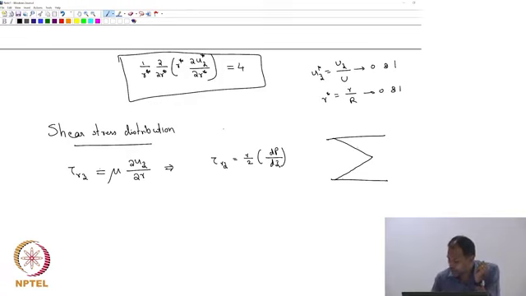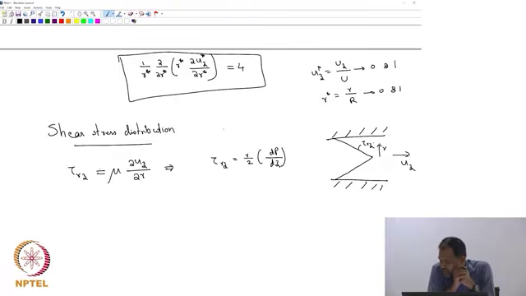So that's my r, this is my pipe, okay, that's my velocity u z, and the profile for tau r z would look like that. Any doubt? Lakshita?